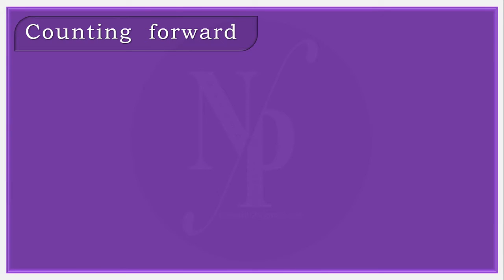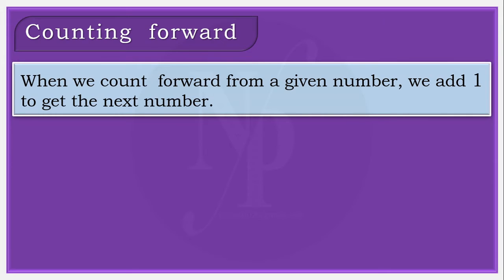Counting forward. When we count forward from a given number, we add 1 to get the next number. So counting forward means we will go on adding 1 to the given number and we will get the next number, and this way of adding 1 to the number we are getting is called counting forward.